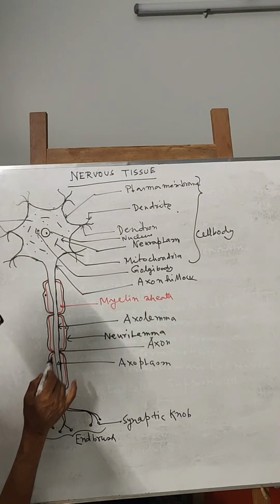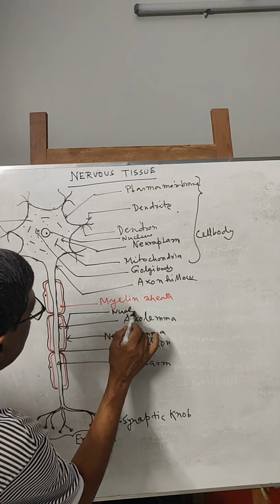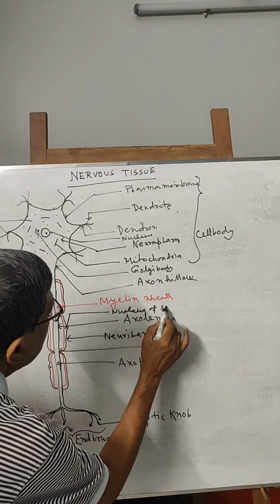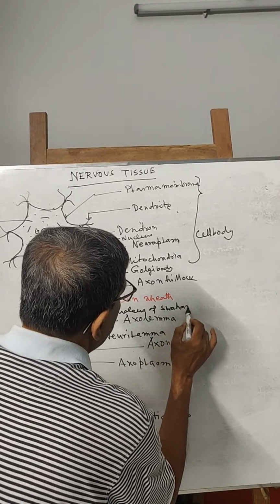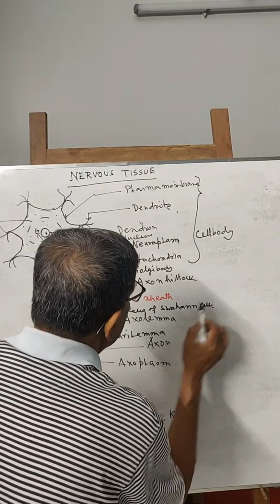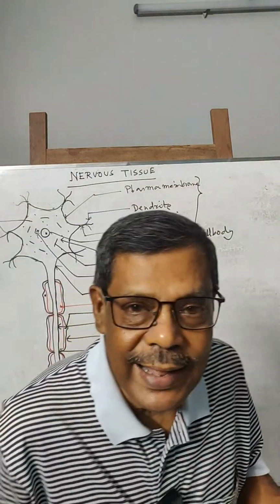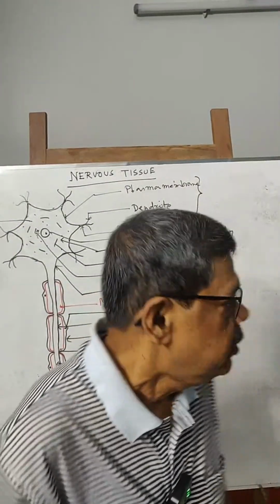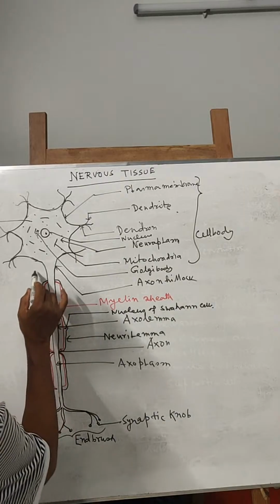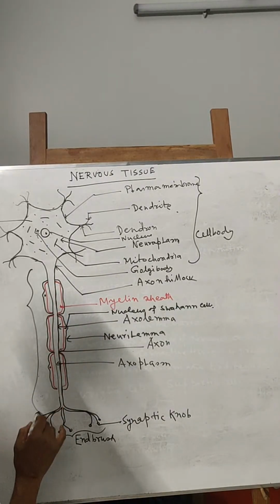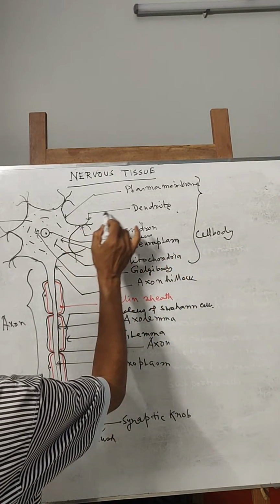This is the nucleus of Schwann cells. The Schwann cell is one kind of neuroglial cell which is found in the peripheral nervous system only. These are the different parts. This is the axon. This is the cell body. This is the dendron and dendrite.